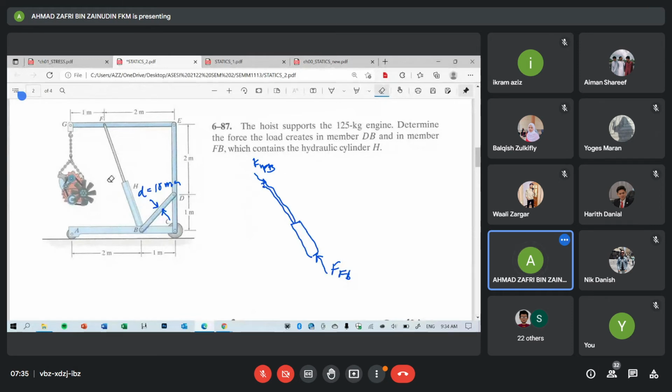For this member here, this member GE is under transverse load. How to determine the stress in GE? The formula is different. If you want to calculate the stress in GE, it's not P over A. P over A is for axially loaded members only. For a transversely loaded member, you cannot use P over A; it's a different formula. We'll cover that later.